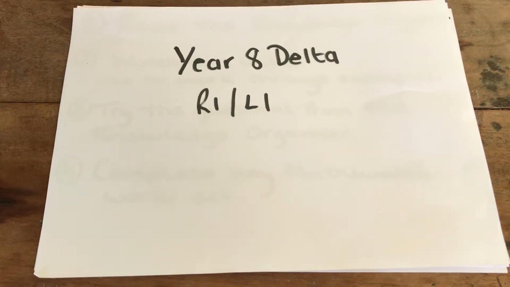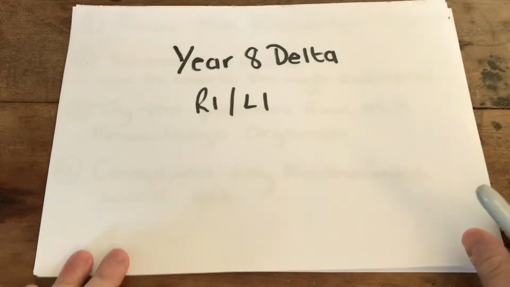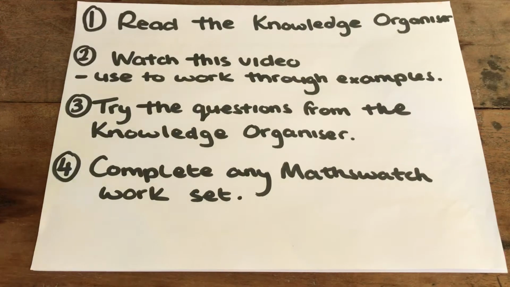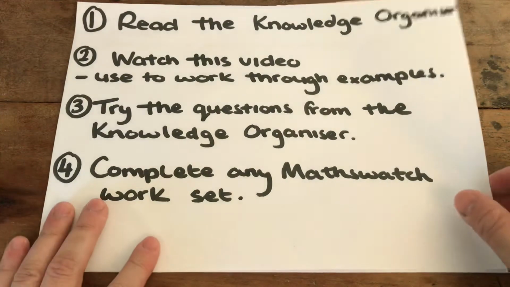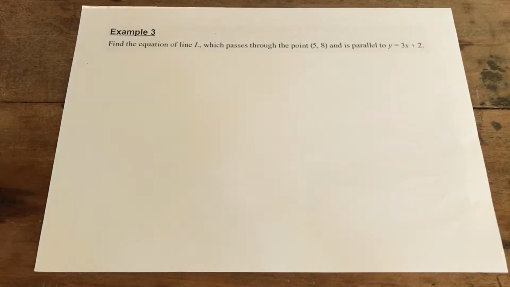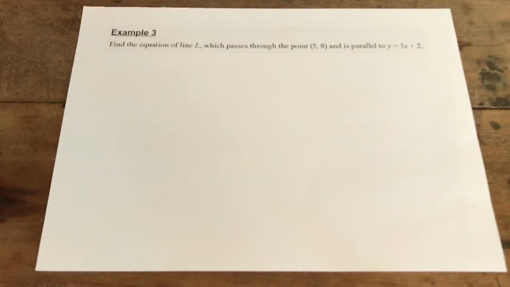This video is for the 8th Knowledge Organiser for Year 8 Delta classes. It is the second Knowledge Organiser on parallel lines. What I'd like you to do is read the Knowledge Organiser, watch this video and work through the examples on page 1, try the questions from the Knowledge Organiser on page 2 and complete any Maths Watch work set.